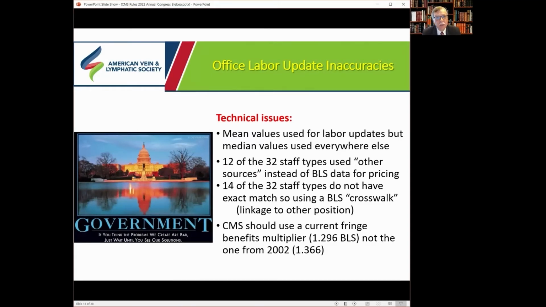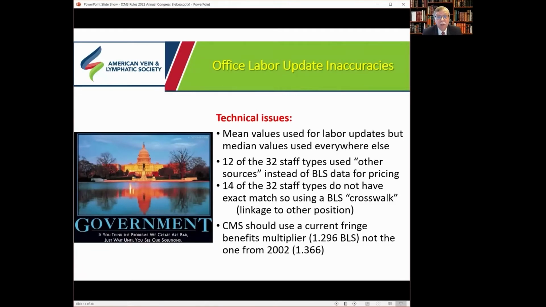In addition, when you take a look at the actual labor cost, 12 of the 32 staff types aren't going to be using BLS data, but other sources, undefined. In addition, 14 of these staff types don't have an exact match in the Bureau of Labor Statistics, so they use a linkage to other positions. Which other positions? We don't know. That hasn't been told to us. It hasn't been made public.